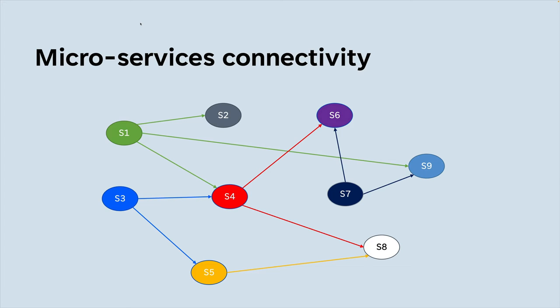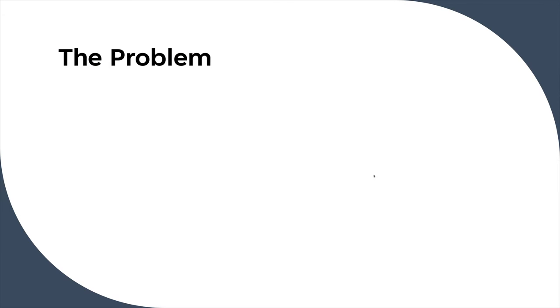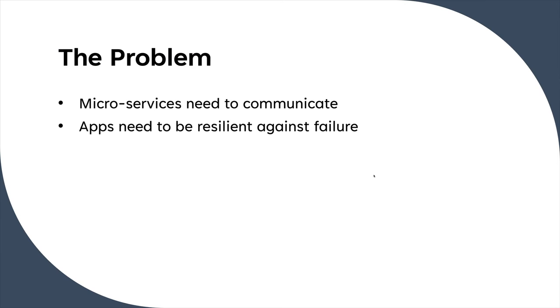If you try to understand what your application is doing, there are all these lines of which service is talking to which service, and it could get very confusing. Like I said, many applications would have many more microservices than that. So that's the problem, right? We have many microservices that need to communicate with each other. We have apps that need to be resilient against failure, so when services go down and so on.